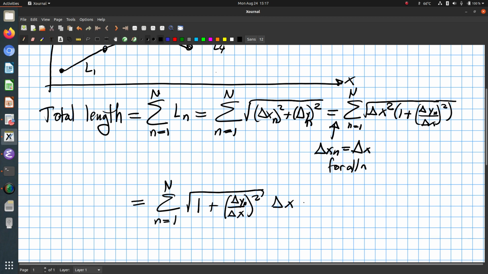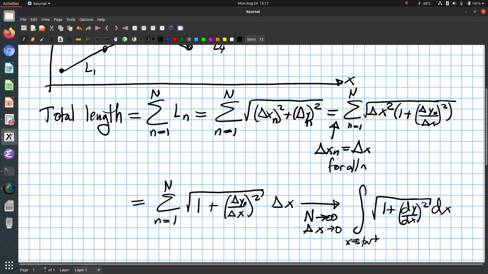Well, as I take the number of segments to infinity, take the length of each little segment to 0, this thing should turn into an integral. An integral of the square root of one plus dy dx, quantity squared, dx. And this is from x equals start to x equals n, wherever that happens to be.